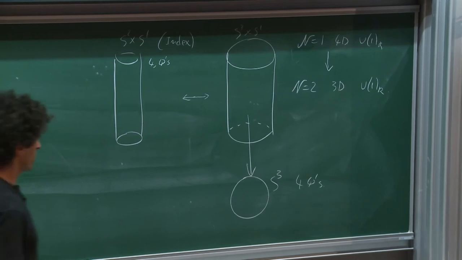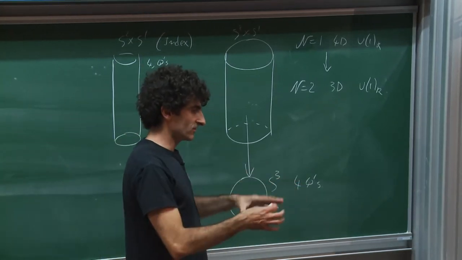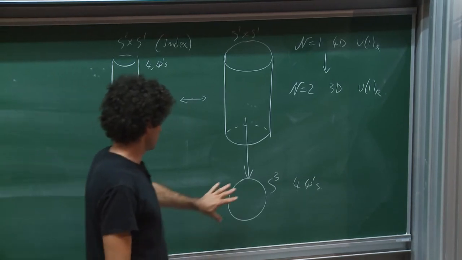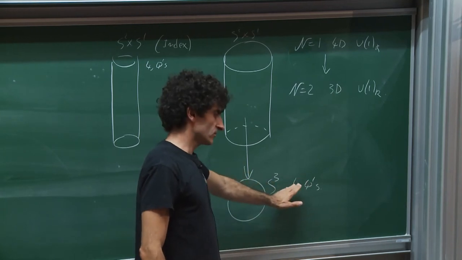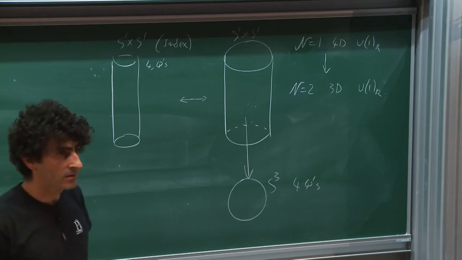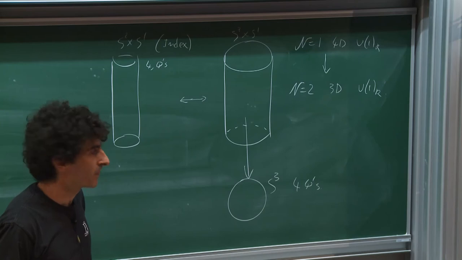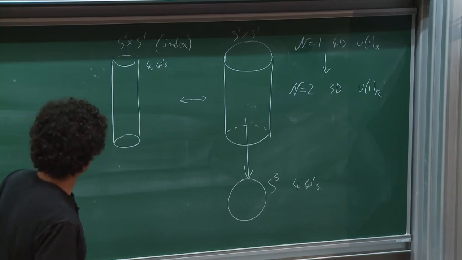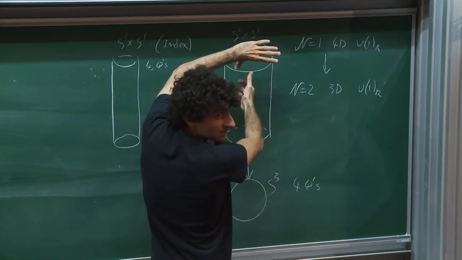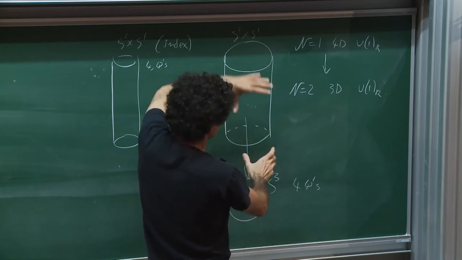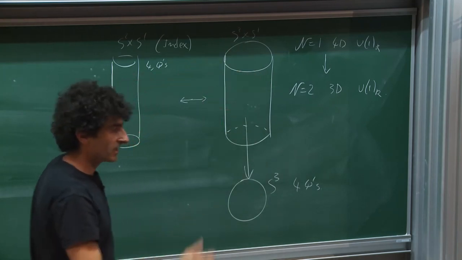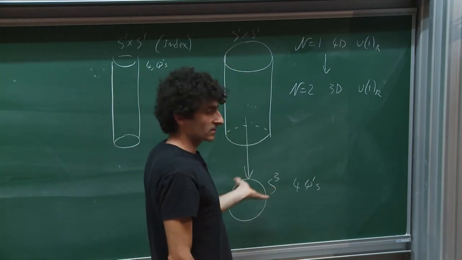Which means that you can actually squash the S3 in various ways. People have studied various possible squashings which preserve four or fewer of the supercharges. Can you take a linear combination of S1 and the isometry of S3? Yes, I think what you can do is glue the cylinder after a rotation, and then reduce on this. It would be reducing along some twisted direction, as you were saying. Then what you get, instead of S3, is the squashed version.